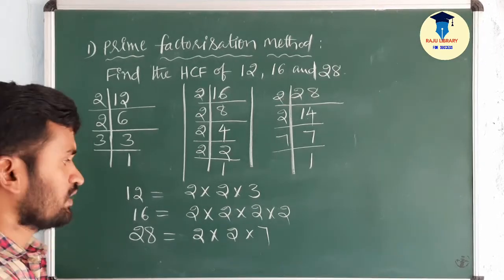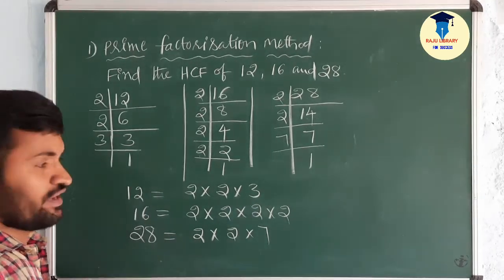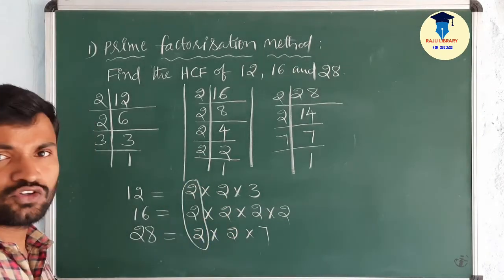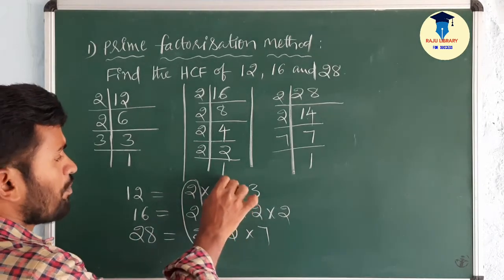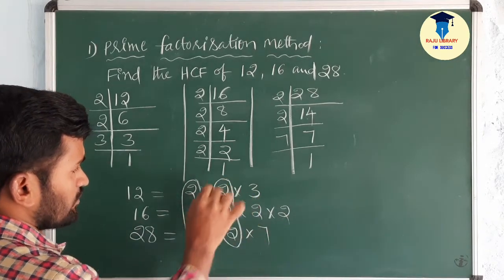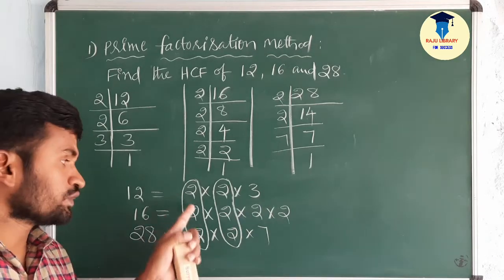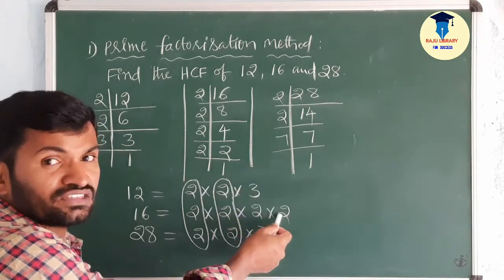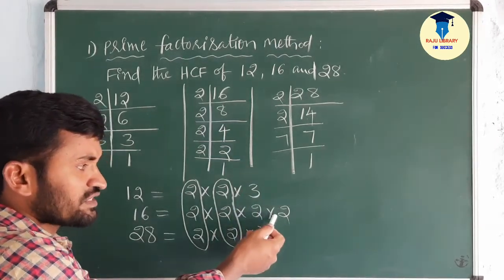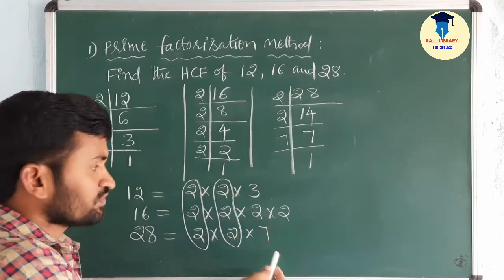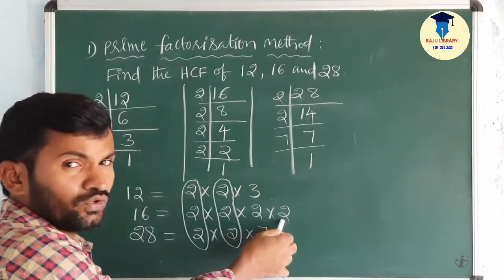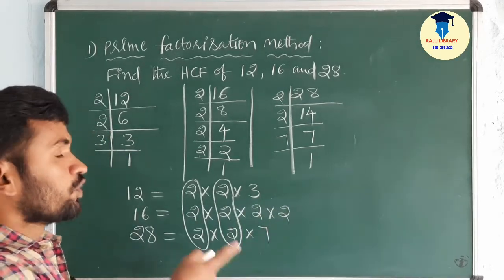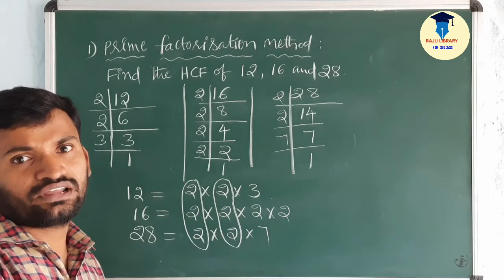Now we have to identify the common factors. We make a circle like this, or a marking like this. In these three, 2 is common, here 2 is common. Here 3 is there, but in this 3 is not there. Here 7 is there, but here 7 is not there, here also 7 is not there. Here 3 is also not there. Okay, so we only take the common factors.